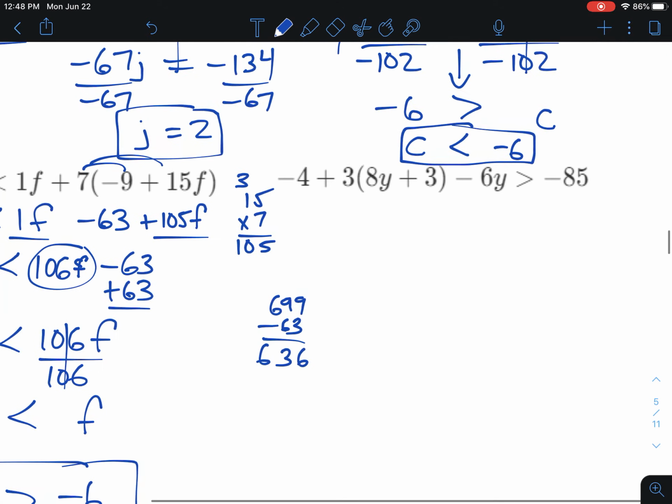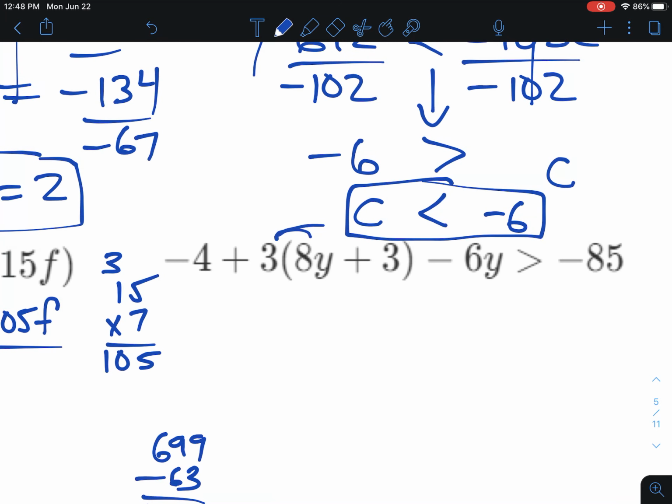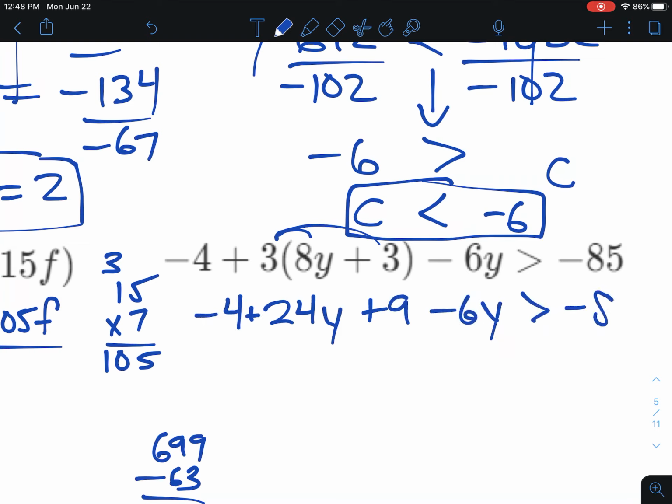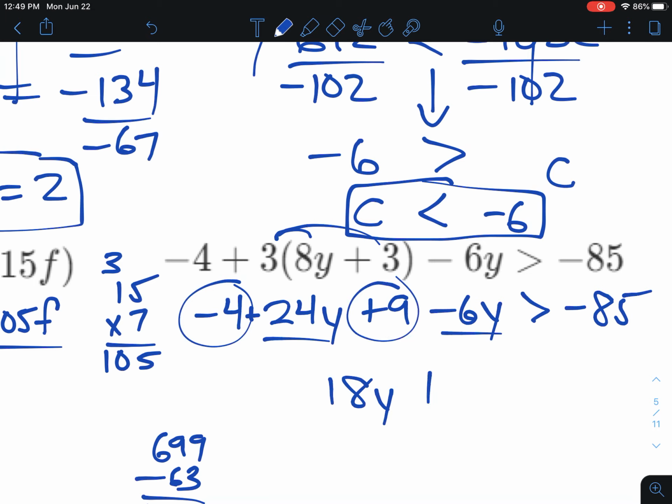Okay, one more example really quickly here. Let's multiply in this 3. So 24y plus 9 minus 6y. Don't forget the minus 4y in front that was still there. It's greater than negative 85. Combine your y's, you get 18y. Combine your numbers, you get plus 5. It's greater than negative 85.